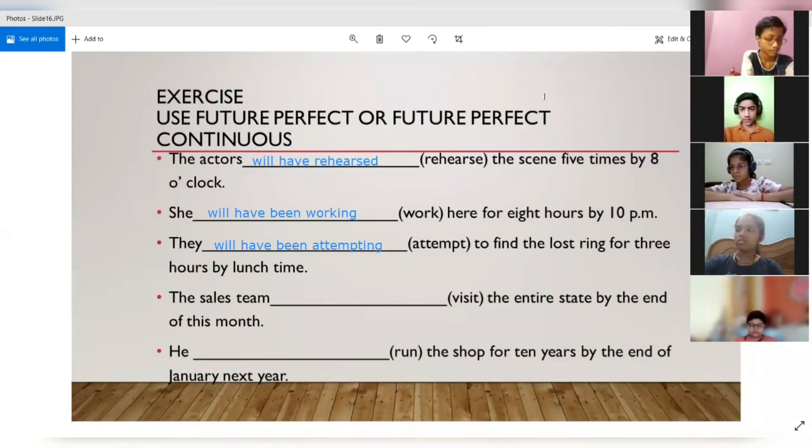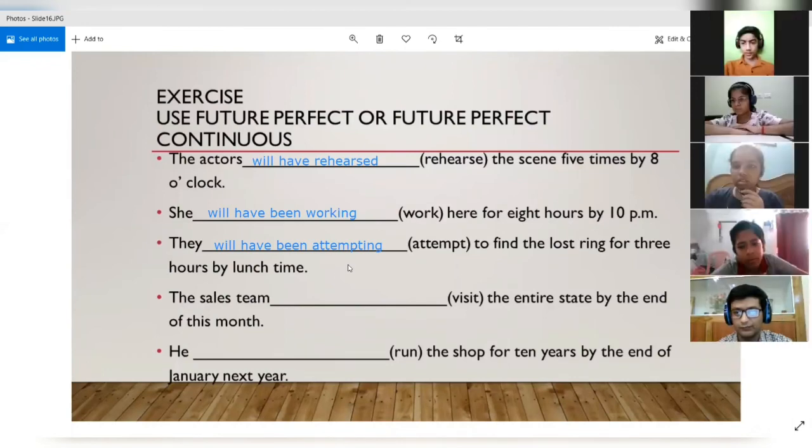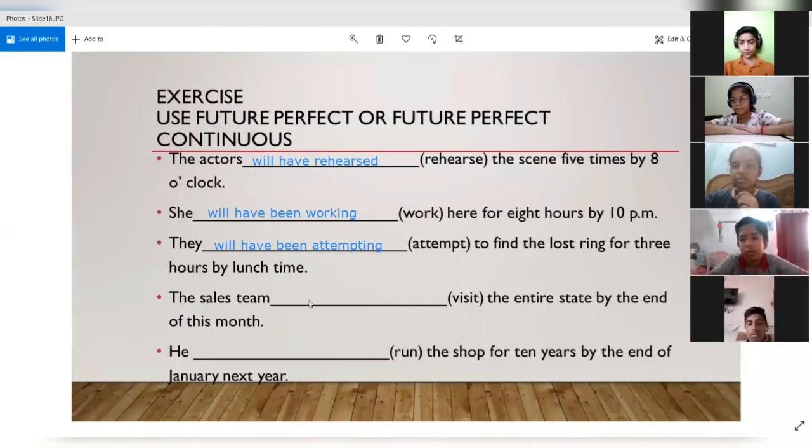Now I think Vigisha can answer the next one. Yes, Vigisha. Vigisha, you just have to see whether the action is complete or not. If it is going on, it's continuous, otherwise it's just perfect.